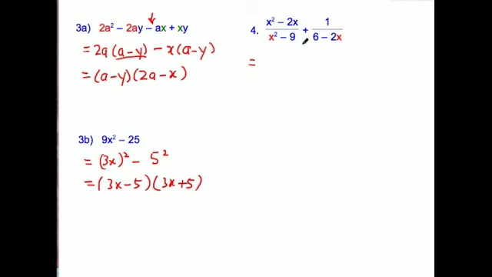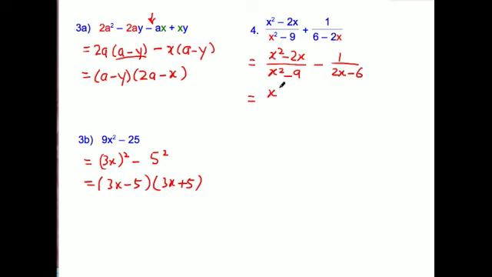In the next question, we have algebraic fractions. In algebraic fractions, we need to examine the question carefully. In this case here, the first fraction has the x in front and the second fraction has the x behind. So what we need to do is to change the order so that the x is in the same order. To do this, we need to change the sign and then change the order of the denominator.